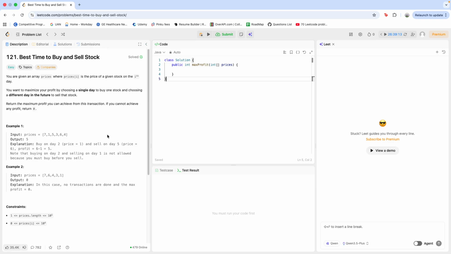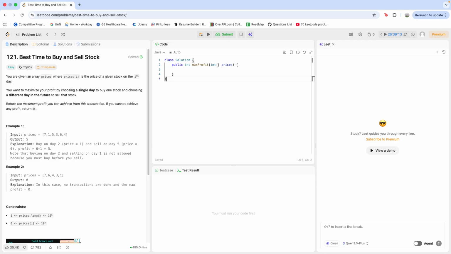So let's understand the problem. You are given an array called prices, where prices[i] represents the stock price on the ith day. Your goal is to maximize profit by buying on one day and selling on a future day. Important constraints: you must buy before you sell, I mean, that is what happens in real life as well, and you can only make one transaction.